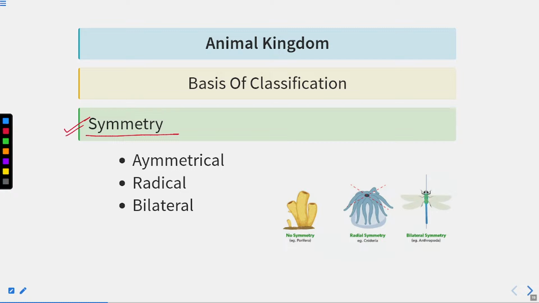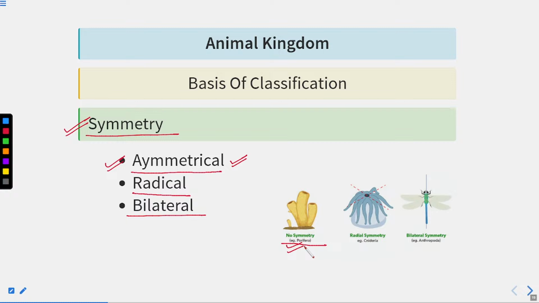Symmetry. Now this is very, very important. Symmetry. So there are three different types of symmetry: asymmetrical, radial symmetrical and bilateral symmetrical. So if there is no symmetry, then it is called asymmetrical. You cannot divide the organism into two equal halves if the organism does not have any such type of organization, right? So if they have such organization, then it is asymmetrical, no symmetry.